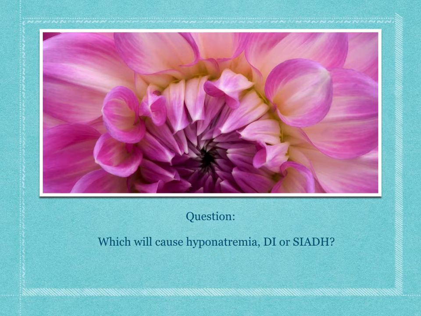Well, the answer is SIADH. DI is going to have a normal sodium level, whereas SIADH, because of the dilution that's going on with it, is going to cause hyponatremia.